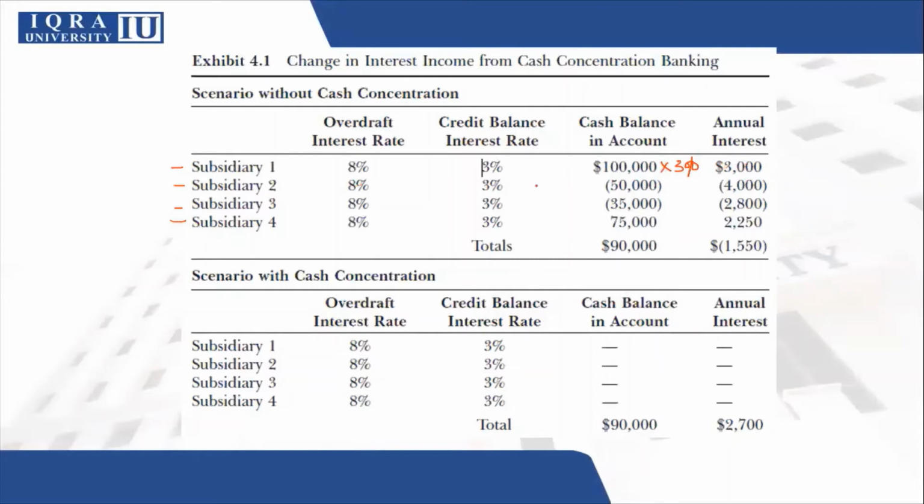Now the second one, you can see subsidiary 2 has an overdraft of 50,000. The bracket means a negative balance. So there is an overdraft of 50,000, and they will have to pay the overdraft interest rate of 8%, which is a negative 4,000 amount. And so on. You have 35,000 and 75,000. Adding all of this up, the business actually has a 90,000 positive cash balance, yet they have to pay 1,550 in interest in overdraft charges.